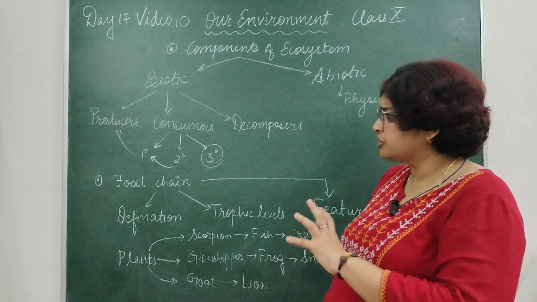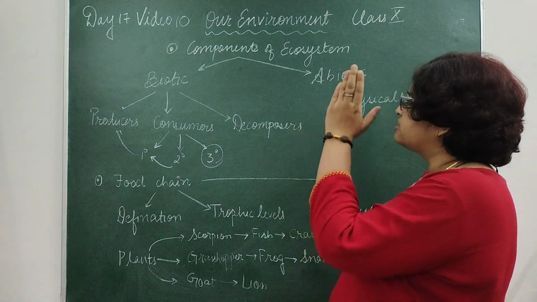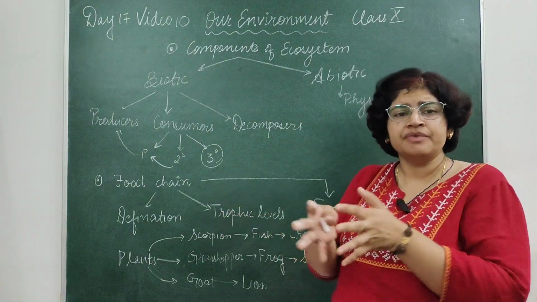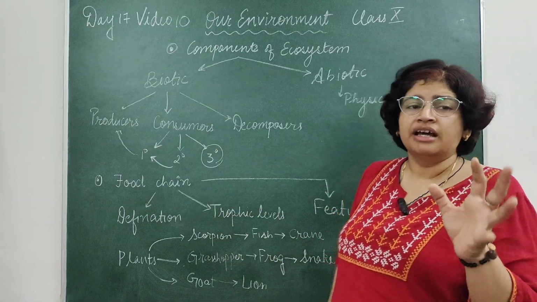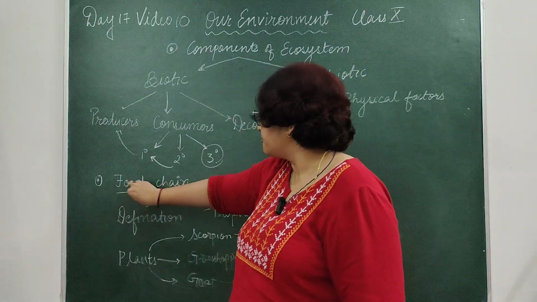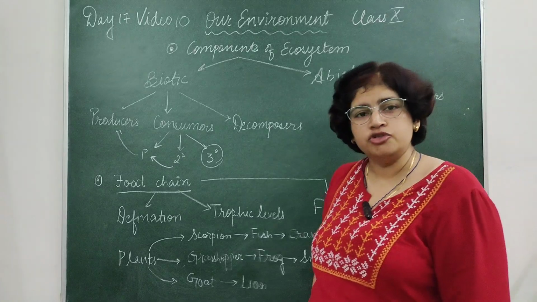Sorry. So this is about components of ecosystem, biotic and abiotic. How these biotic and abiotic components are exchanging energy. They are exchanging energy through a mechanism which we call as food chain.